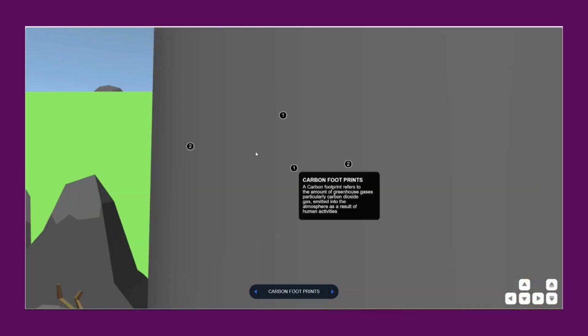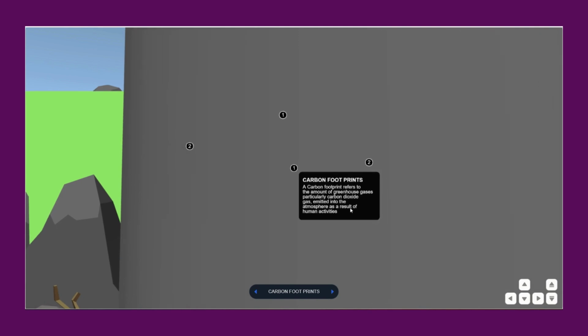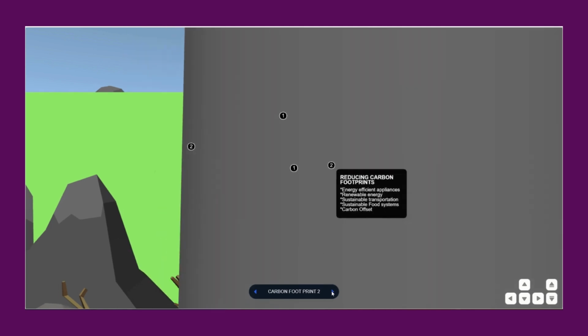Moving on to the next part, which is carbon footprints. We always hear about this carbon footprint. What is the term? It refers to the amount of greenhouse gases, particularly carbon dioxide gas, emitted in the atmosphere as a result of human activities. How to reduce carbon footprints? By using energy efficient appliances, renewable energy, sustainable transportation, sustainable food system, and carbon offset.